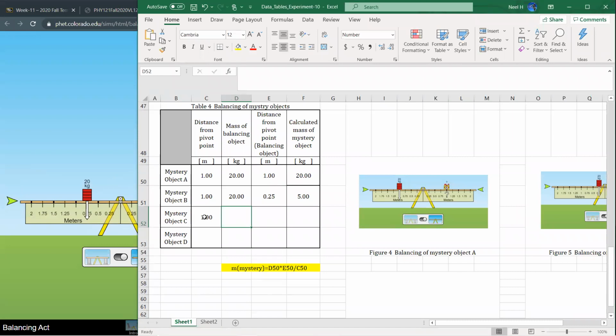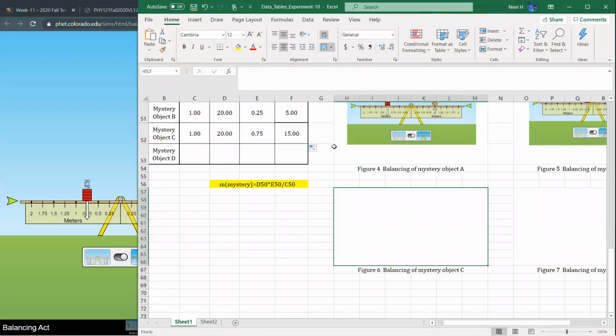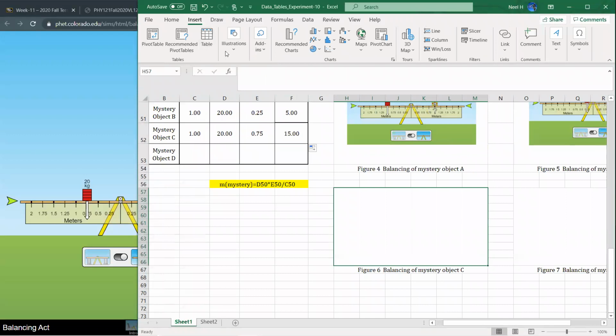So you can just calculate now the distance from the pivot point. Object C is on the 1 meter location. Mass, we are still using the 20 kilogram object. Distance now at 0.75. If you calculate with the same function, then you will get that object C is actually about 15 kilogram. Okay, take a screenshot. That should go here. Anybody have any question?